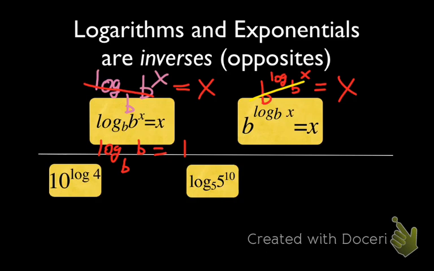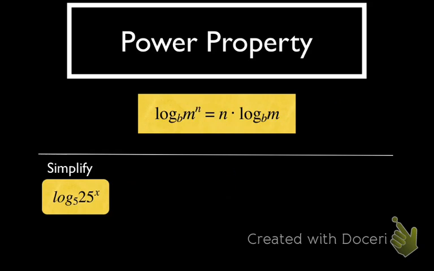10 to the log of 4. All right, well, we know that if it's a common log, or we didn't write any base, the base is assumed to be 10, right? So if I take 10 raised to the log base 10, all that stuff cancels out, and I'm left with just 4.